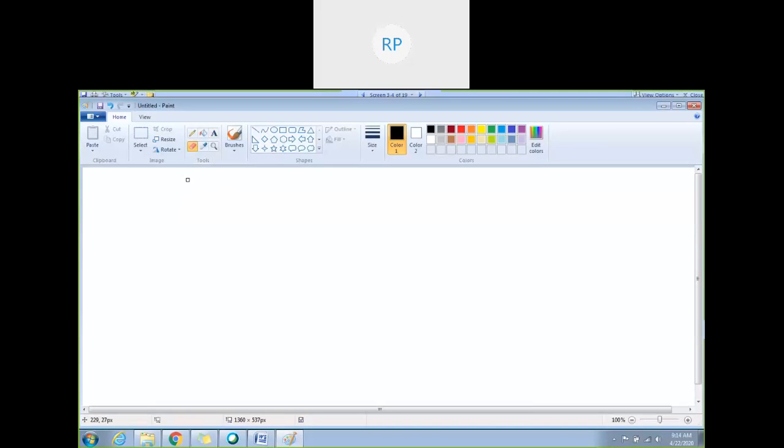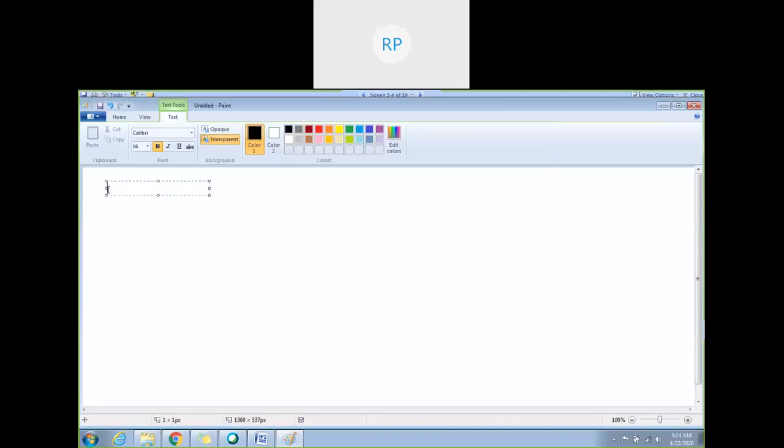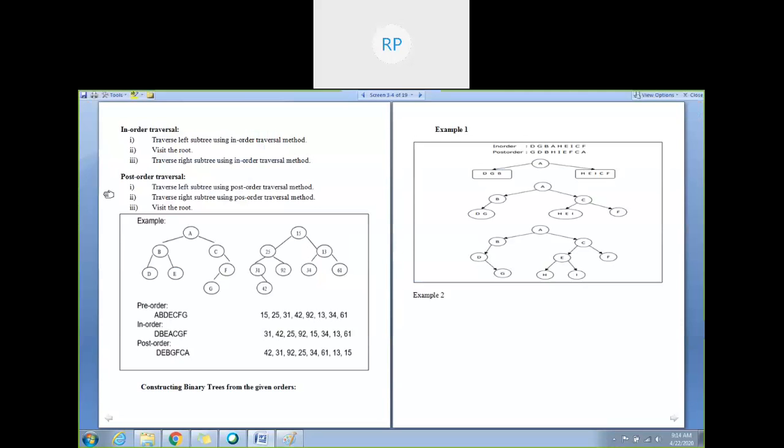Okay, I will first write what this in-order traversal is. What is the in-order? In the last example we have seen, right? What is the in-order?